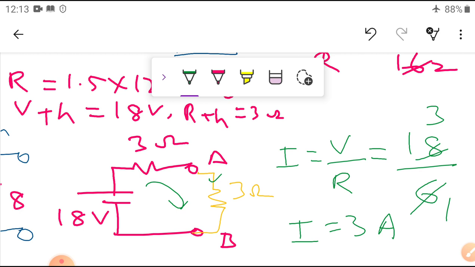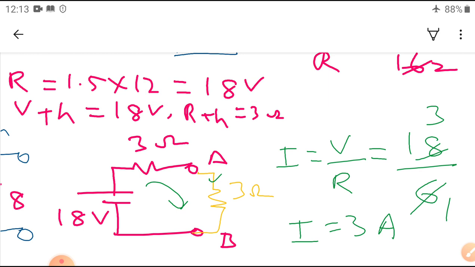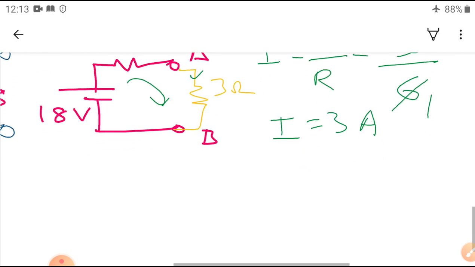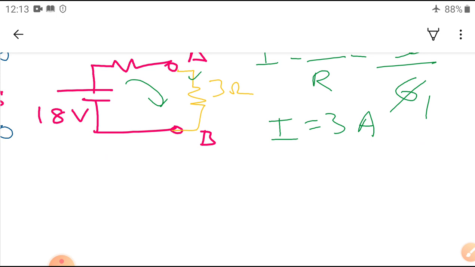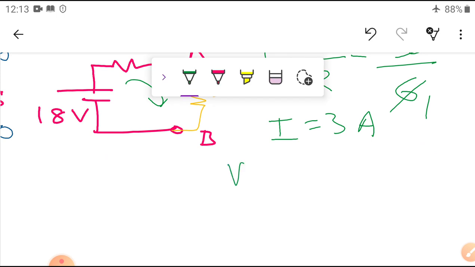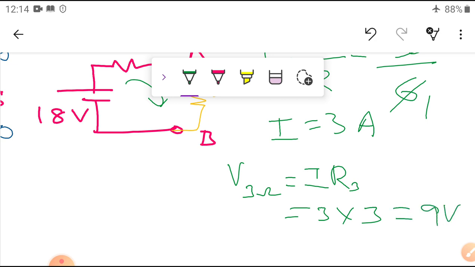Suppose we ask what is the voltage across AB, then what is the voltage? Now the voltage V 3 ohms is equal to I into R. What is the I? I is equal to 3 amperes. What is the R? The 3 ohm resistor. So the resistance is 3. 3 into 3 is 9 volts. The voltage drop across the AB terminal or 3 ohms is 9 volts.